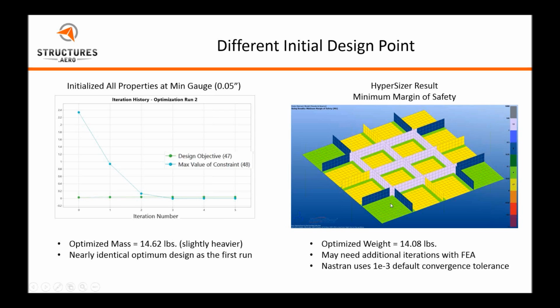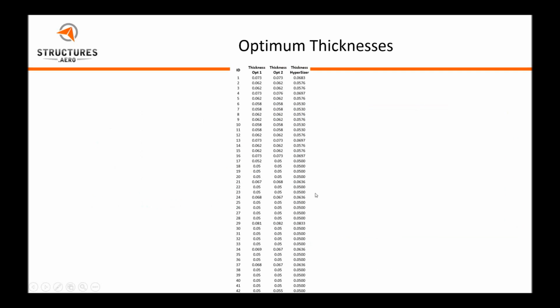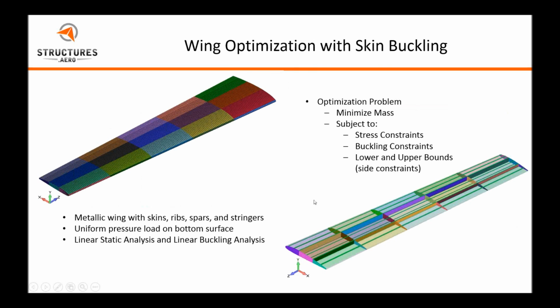So I was able to find a very similar design. It was off by, you know, on the order of a couple thousandths of an inch for each of the properties at about 14 pounds. But I don't know if I fully converged. I may have needed more iterations with FEA. And the Nastran convergence tolerance defaults to 1e-3. So if I crank that down and use a tighter convergence tolerance, I might be able to squeeze a little more mass out of it. So here are just the thicknesses.